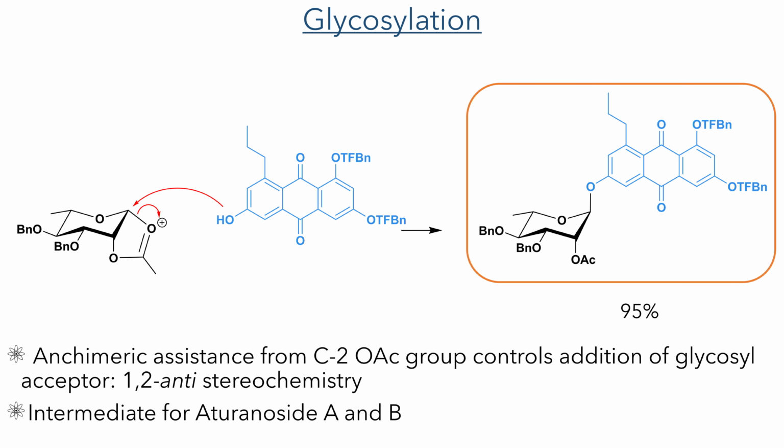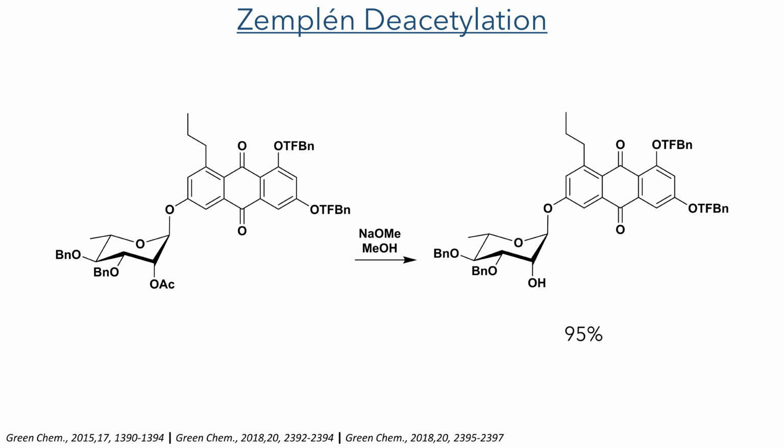The oxocarbenium intermediate was attacked by the phenol group of the protected aglycon to form the first glycoside in a 95% yield, which serves as a common intermediate for Aturanoside A and B. To take this forward for the synthesis of Aturanoside A, the authors first carried out a Zemplén deacetylation using a catalytic amount of sodium methoxide in methanol to deprotect the acetate group in a 95% yield.